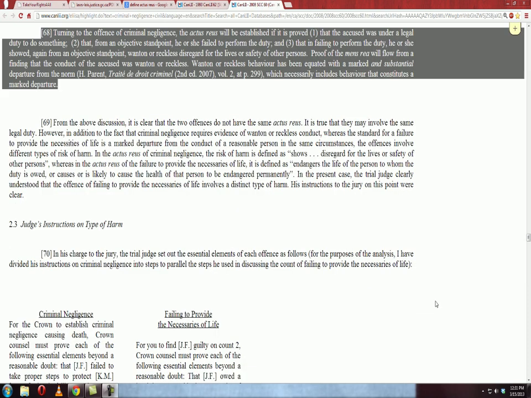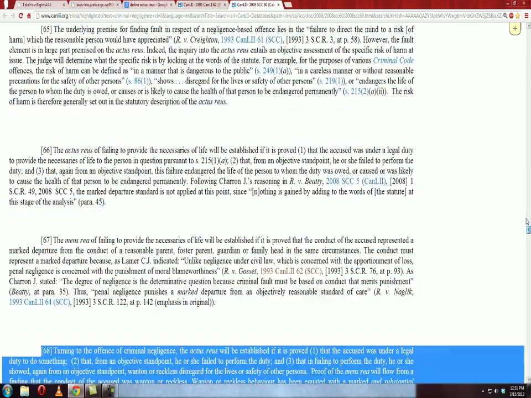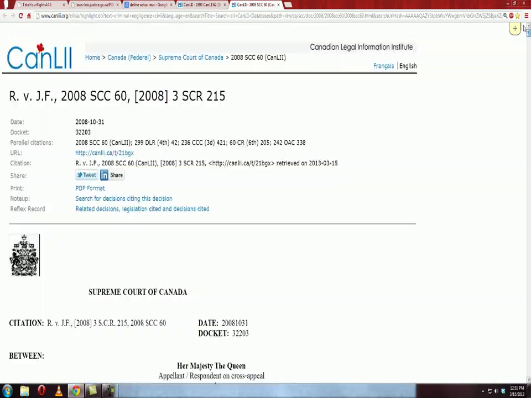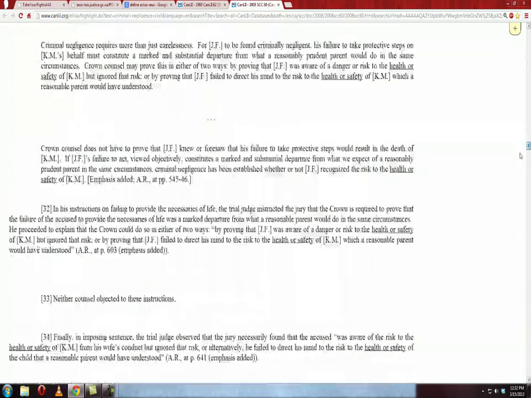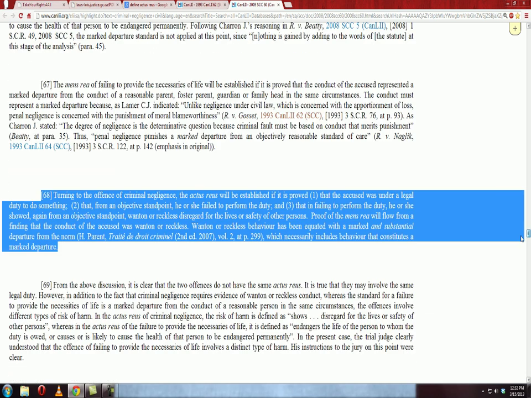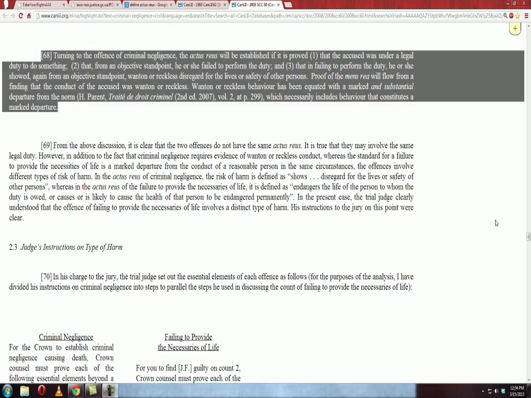Now I'm going to go into more depth about criminal negligence, and I'll come back to civil negligence later once I've gone over this. This is a different case than the one I was just referring to. This is Regina versus JF in 2008, and this is also a Supreme Court of Canada ruling. This case is very interesting because it's about a parent that didn't provide the necessities of life for a child. So there's two crimes that have happened here: criminal negligence and failing to provide the necessities of life. We are going to look at the criminal negligence aspect of this case, of course.